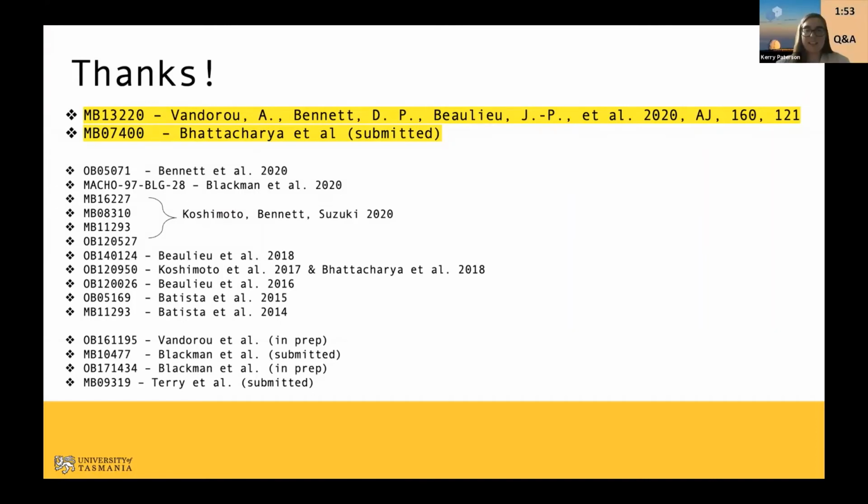Katie. Yeah, so while we wait for questions, and again, you can ask either through Slack or through the Zoom chat or the Q&A. I wanted to ask, what is the limit for the planets that you can detect with Keck?